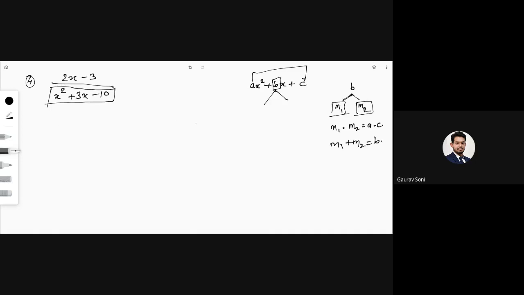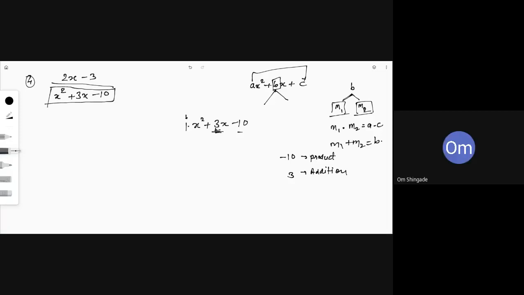So for example, here you have x square plus 3x minus 10. What is your a? A is 1. c is minus 10. So what product do you need? Minus 10. This has to be the product. The multiplication of the two numbers is minus 10 and the addition is 3. Addition is the middle term. What is the middle term here? 3. So can you find two numbers whose addition is 3 and product is minus 10?